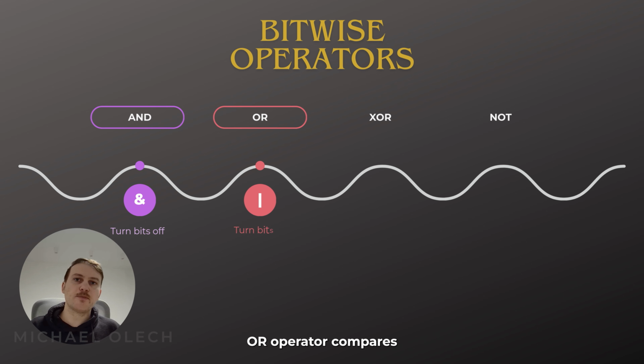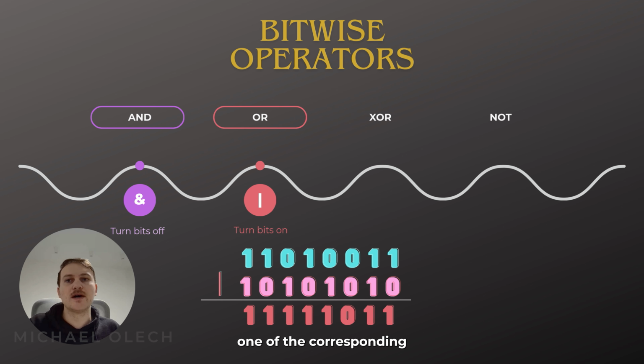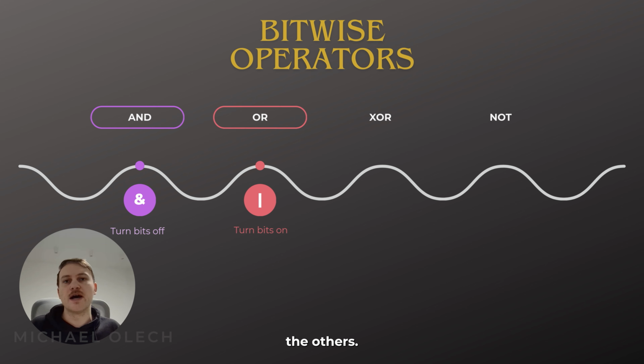The bitwise OR operator compares two numbers bit by bit and produces a result where each bit is set to 1 if at least one of the corresponding bits in the operands is 1. A bit becomes 0 only when both bits are 0. It is often used to set specific bits in a value without affecting the others.